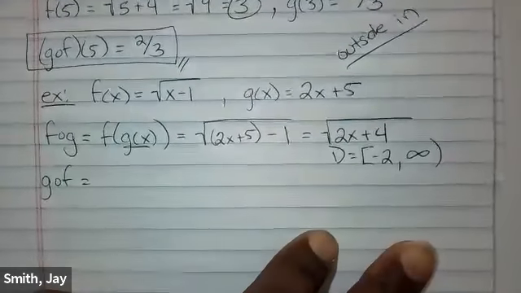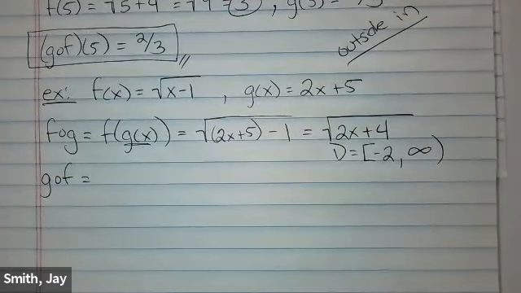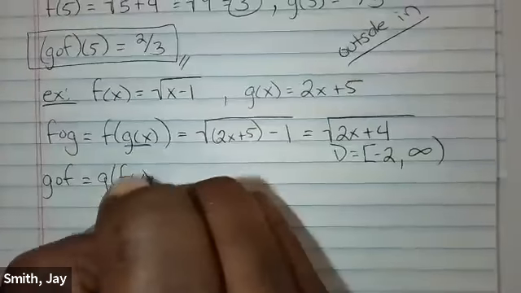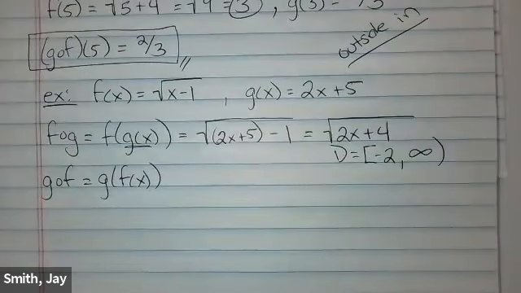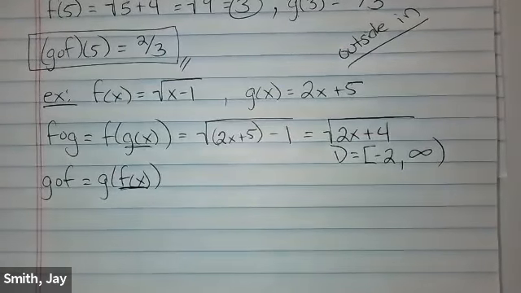So we did f composed with g. Next we need to do g composed with f. By definition, this is g of f of x. So this time we're going to be substituting f of x in for every x in g of x.